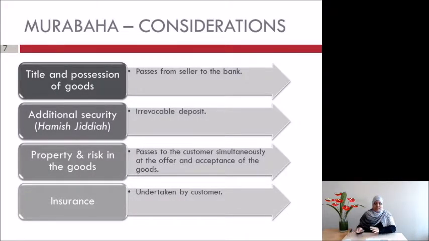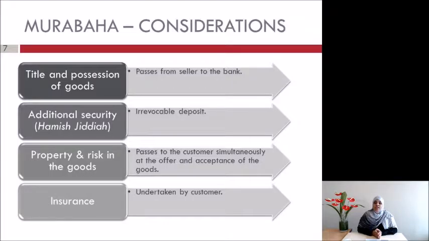Let's look briefly at the considerations in a Murabaha transaction. We have title and possession of goods must pass from the seller to the bank. In addition, we have what is known as additional security or hamish jiddiyah, which is generally a security that a bank would require to cushion itself in the event that the customer does not proceed with the transaction. So a bank could demand an irrevocable deposit from the customer.